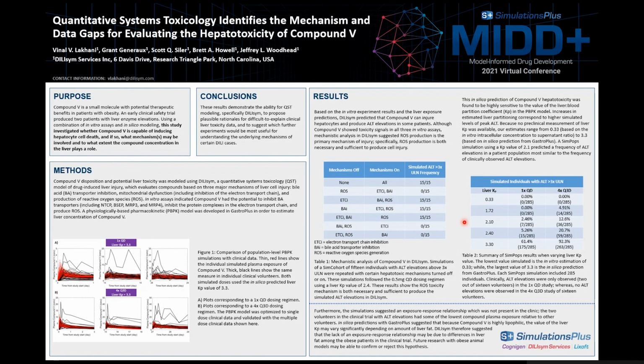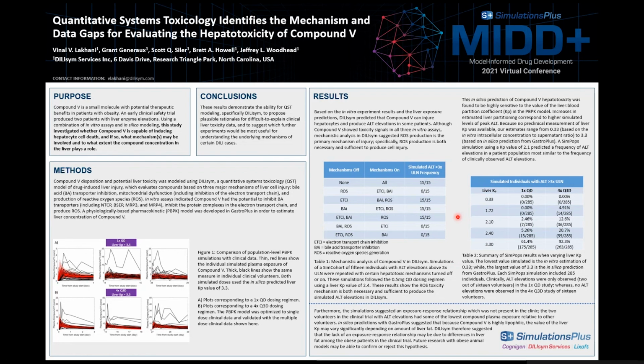So the second suggestion we made was to estimate whether there are implications of the liver KP value due to liver fat content. And this can be done in preclinical species.